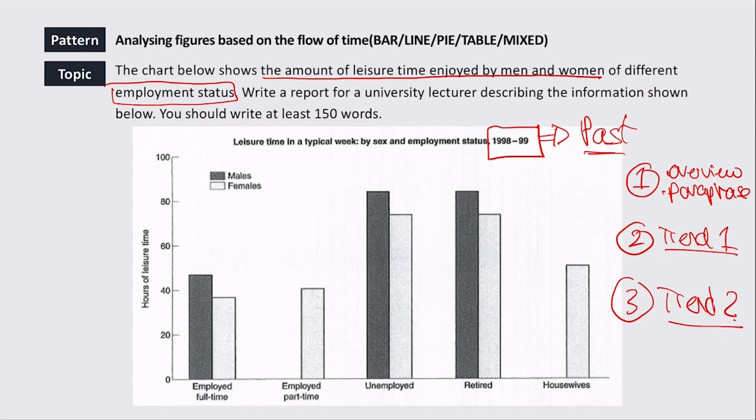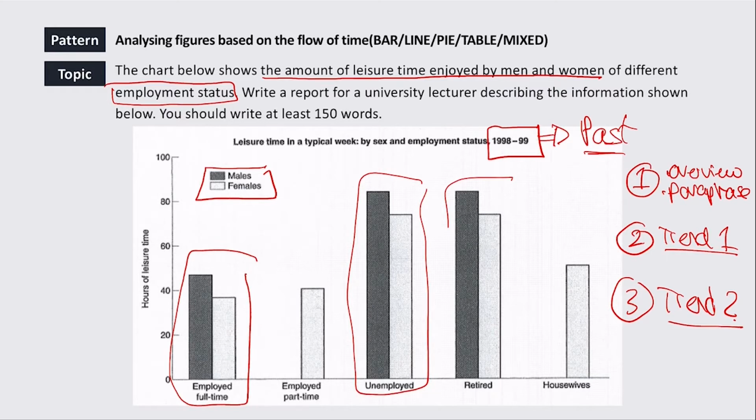When I'm looking at this graph, the first thing I'm thinking is, okay, our first divide is male or female. And I can see that we've got 3 comparisons between men and women, and then we've got 2 where it's only women. So trend 1, I think we could do a discussion of men versus women. And then in trend 2, perhaps we could just talk about the part-time workers or housewives.